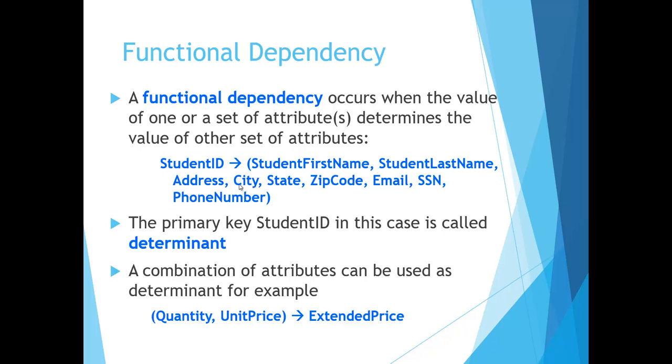In this slide, you can see that student ID as a primary key, as an attribute, we call it a determinant, which can determine other values such as first name, last name, address, city, state, zip code, email, social security number, and the phone number.